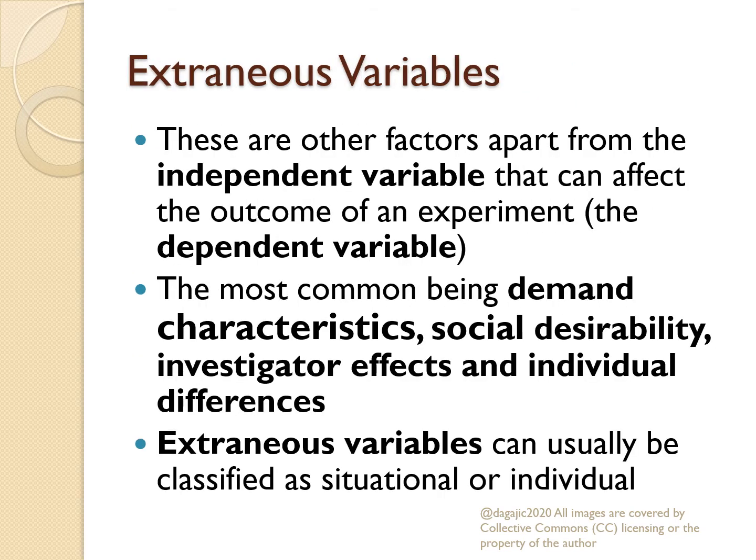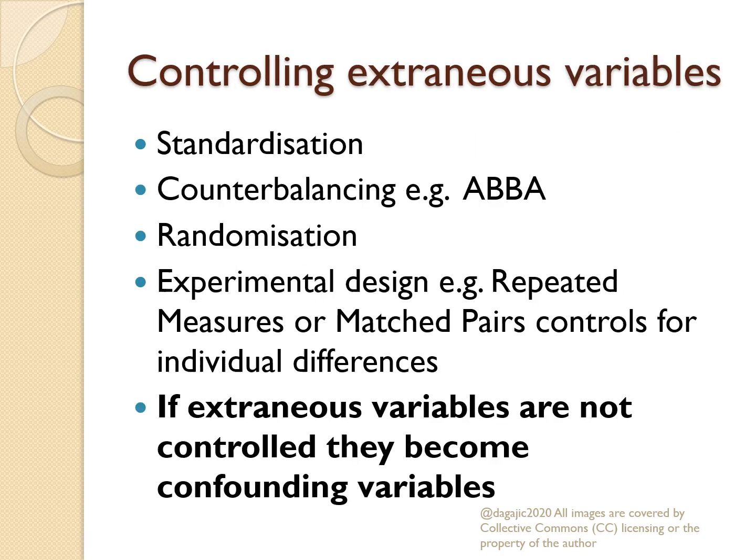As well as independent variables and dependent variables, there are things called extraneous variables. These are other factors that could affect the outcome or could have an influence on the dependent variable other than the independent variable. The most common of these are things like demand characteristics, social desirability, investigator effects, and individual differences. Extraneous variables can usually be classified as situational or individual.